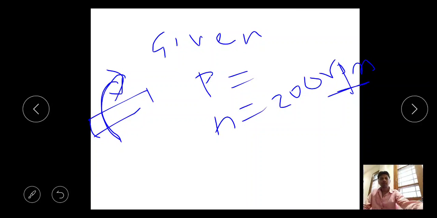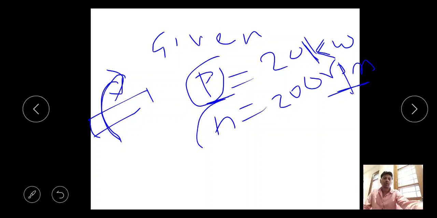So how many revolutions it is making, and how much power it is transmitting? Suppose it is transmitting 20 kilowatt; kilowatt is used for transmitting power. If these two are given, always in all the problems, you have to design a shaft for this, and one more thing will be given, the stress.